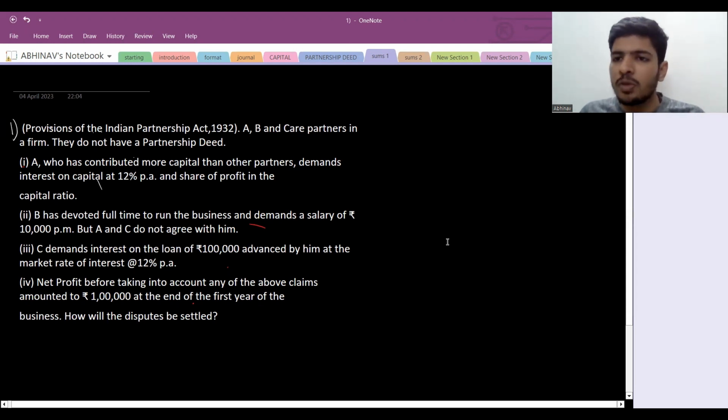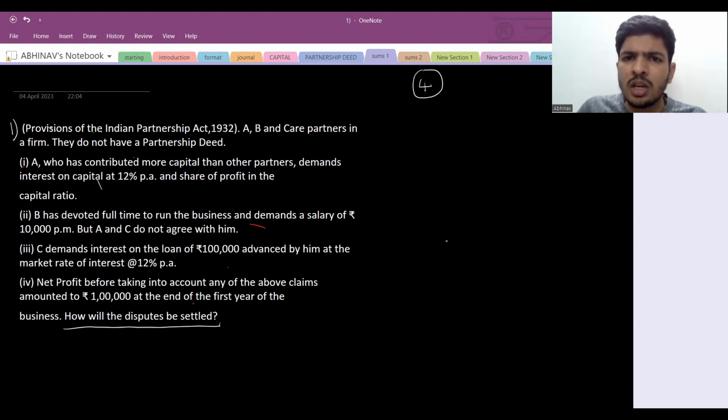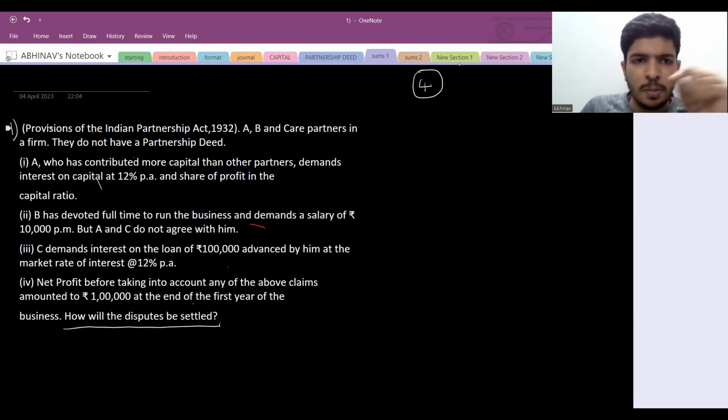Here, they're not asking you to prepare the P&L appropriation account. They're just asking you how the dispute will be settled. This is a conceptual question. This came for, I think, 4 marks in one of your tests, either quarterly, half yearly, or even in a board. Now, let's start. A, B, and C are partners in a firm. So, first point, they do not have a partnership deed. A, who has contributed more capital than others, demands interest on capital at 12% and share of profit in capital ratio. So, what does this actually mean?